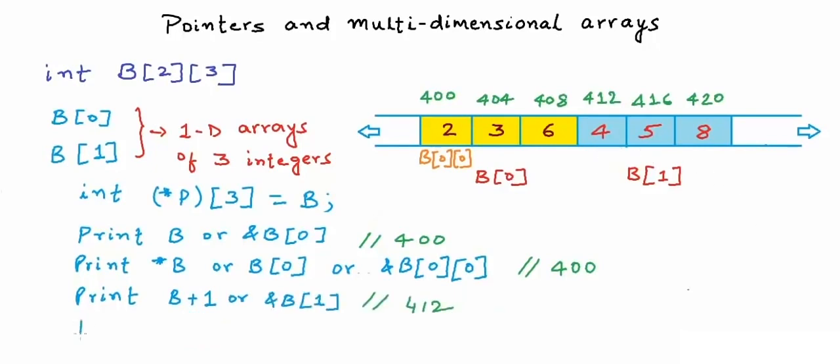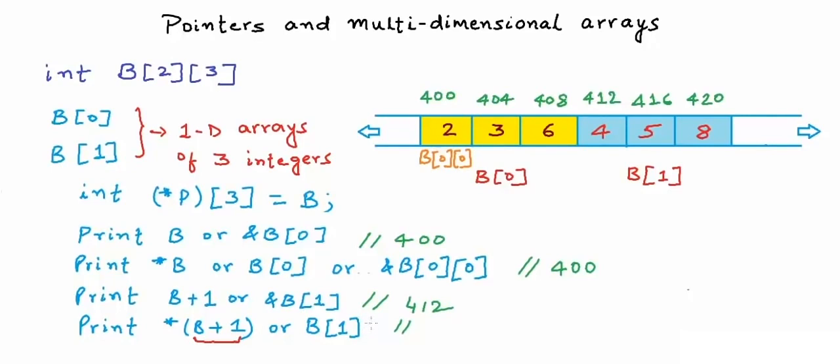Okay, now what if I print asterisk (B plus 1)? When we put an asterisk sign, when we try to dereference, this is when the type of pointer becomes important. B is a pointer to a one-dimensional array of 3 integers. So B plus 1 is also a pointer to a one-dimensional array of 3 integers. And when we dereference, we will get this whole one-dimensional array of 3 integers starting at address 412. Asterisk (B plus 1) is the same as B1. So we will get B1.